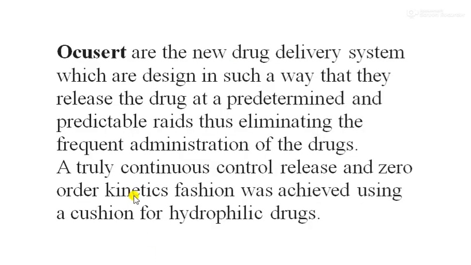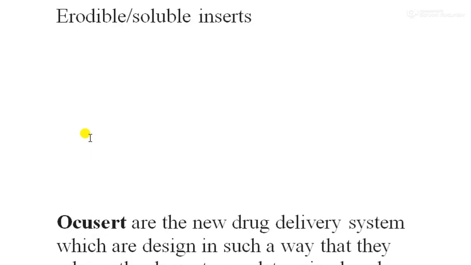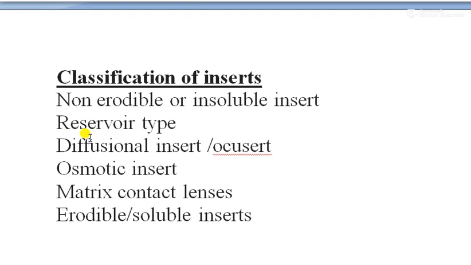So Ocusert is a non-erodible type, but when we see the erodible types, once we insert it into the eye cavity, it will slowly erode and release the drug, whereas the polymeric material of the non-erodible type will not erode within the eye. So they are under the non-erodible systems.